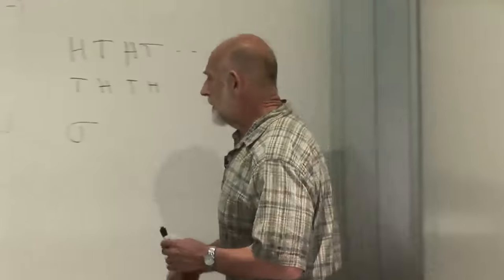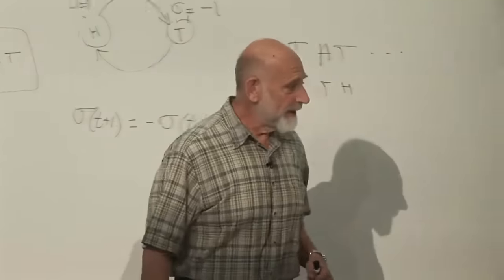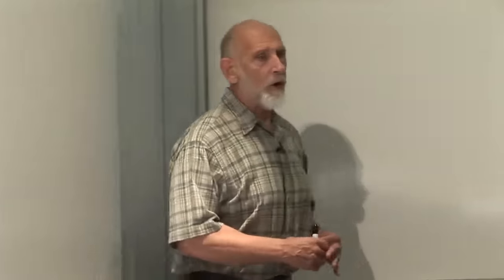Okay, now let's think about a more complicated system. More complicated system, not much more complicated. Instead of a coin, let's take, what's the next case, friends? A die, half of a pair of dice.